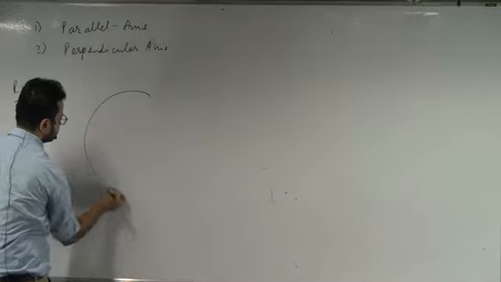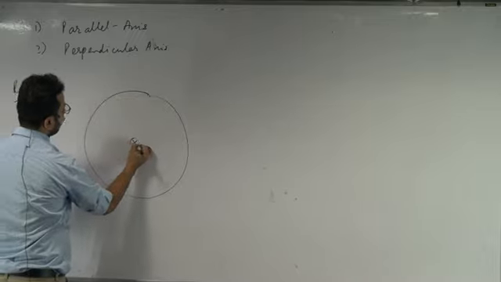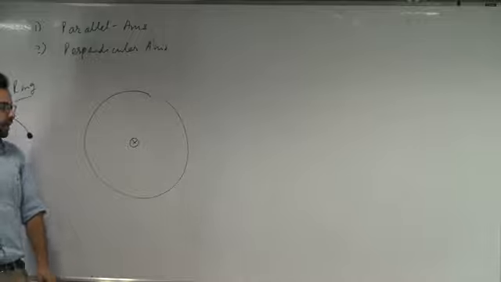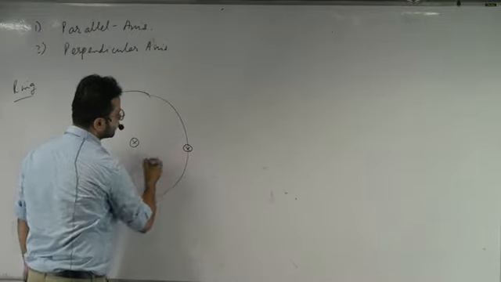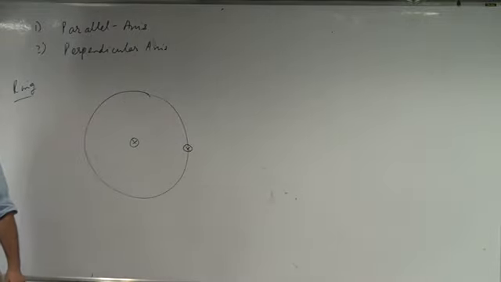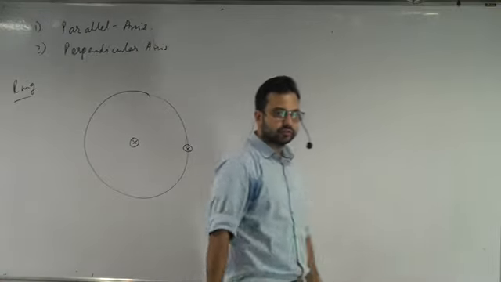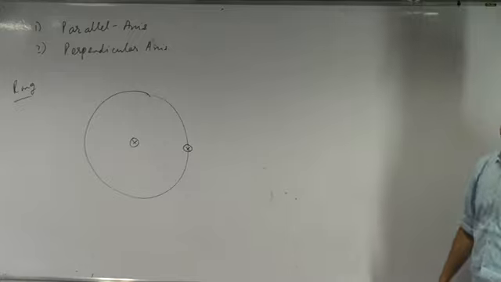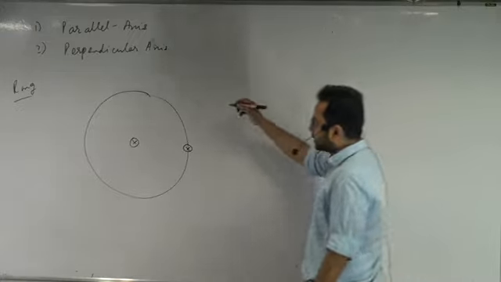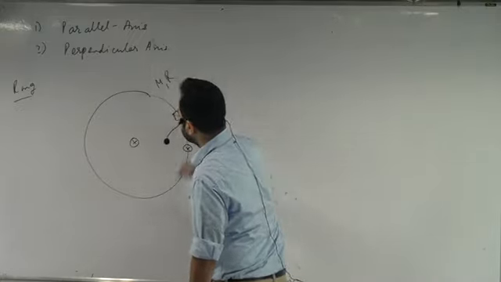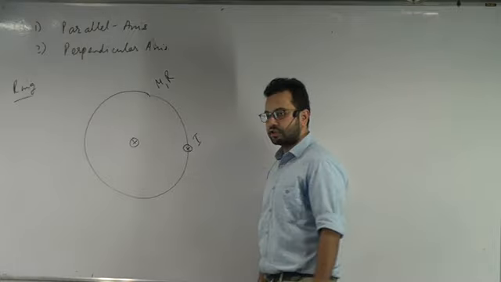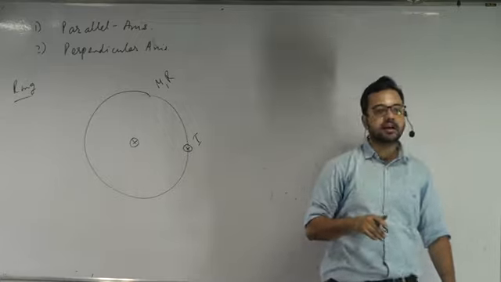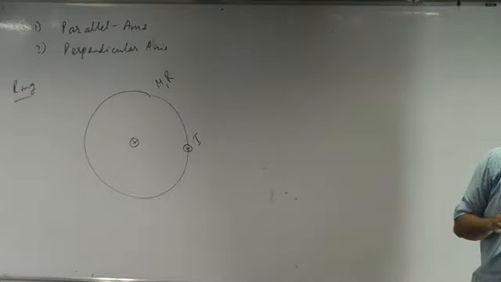Suppose I have a ring. So we talked about which axis? We talked about this axis. Now if I asked you to find the moment of inertia about this axis, how can you find that out? Parallel axis theorem, very good. It has a mass m and radius r. I want you to find out the moment of inertia about an axis which is passing through the circumference and perpendicular to the plane of the ring.